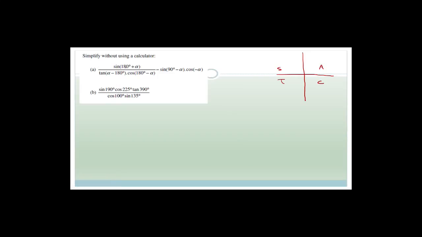So you've got sine of 180 plus alpha, which is in this quadrant. So that means it's negative, so it's going to be minus sine of alpha. Tan of alpha minus 180 degrees: if you take alpha to be up here and you subtract 180 degrees, we get into the tan quadrant. So if that's positive, that's just tan alpha.